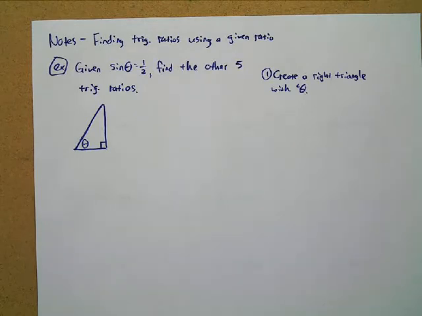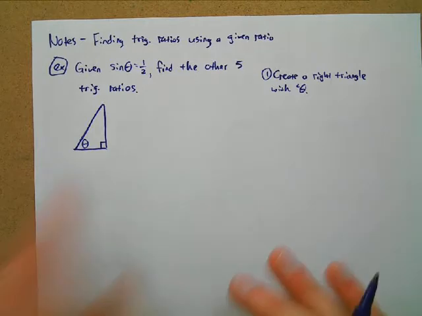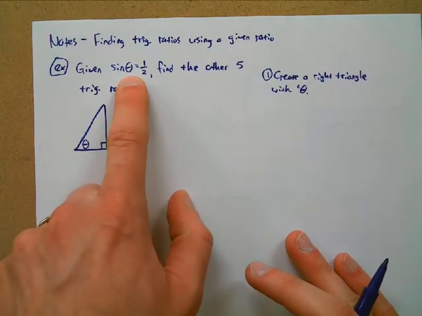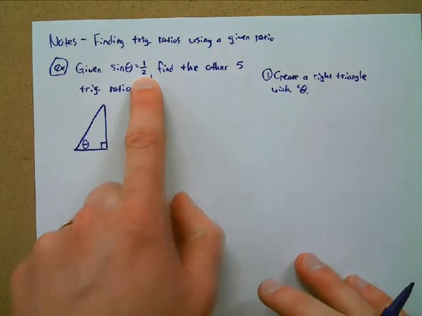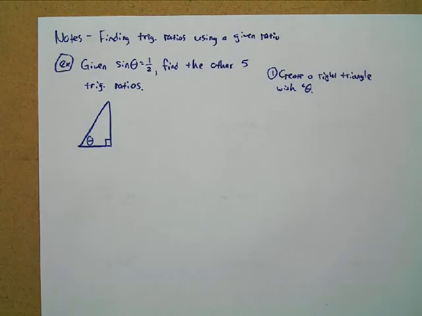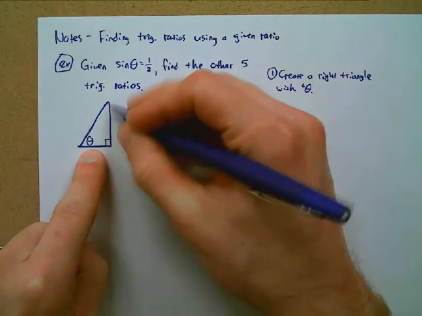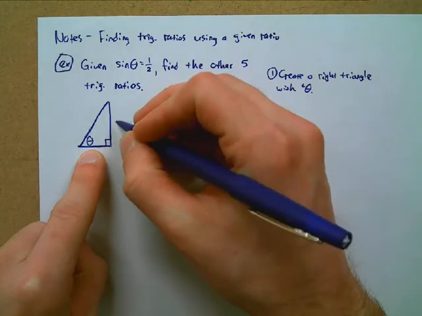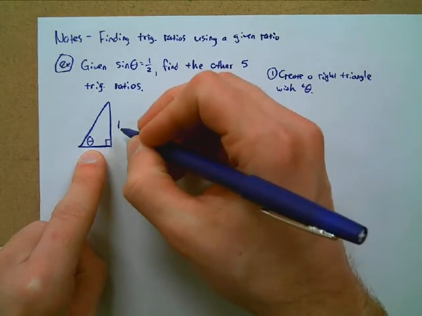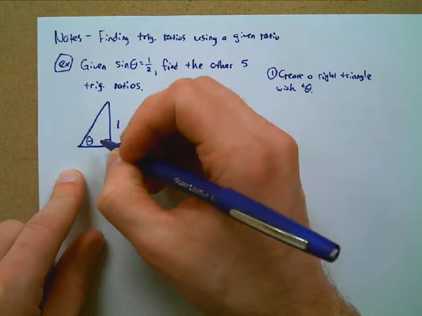Okay, and then since we know that the sine of that angle theta has got to be 1/2, and we also know, according to SOHCAHTOA, sine is opposite over hypotenuse, then the side or the leg opposite theta has to be what measure? 1, right? And then what does the hypotenuse have to be? 2.